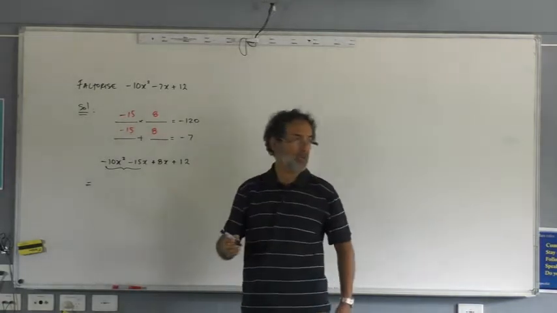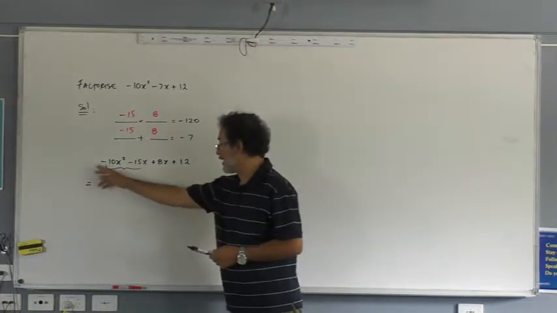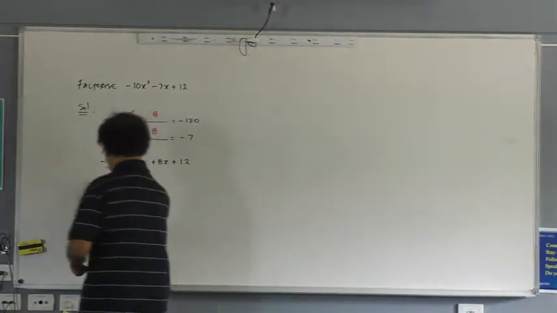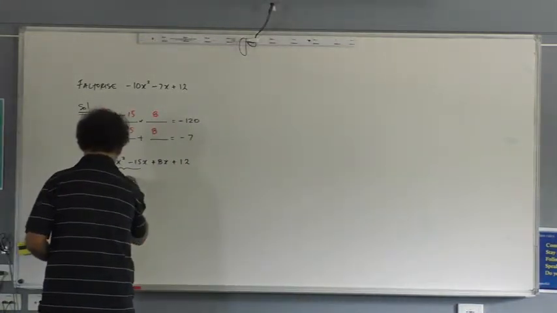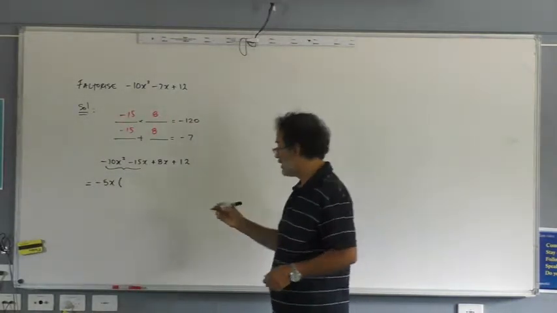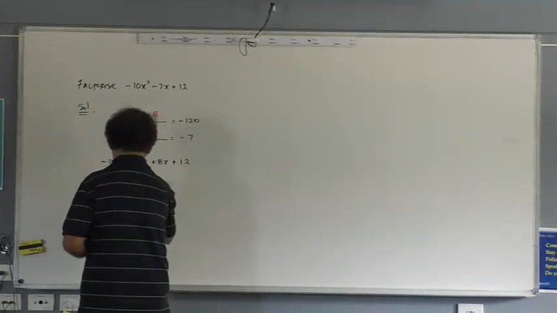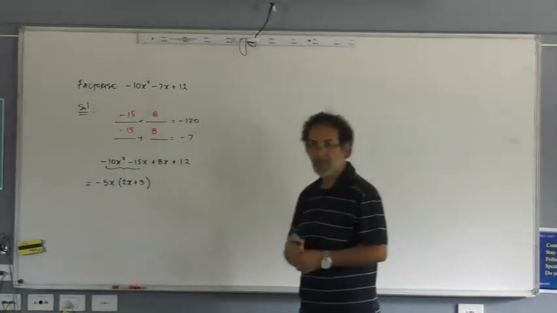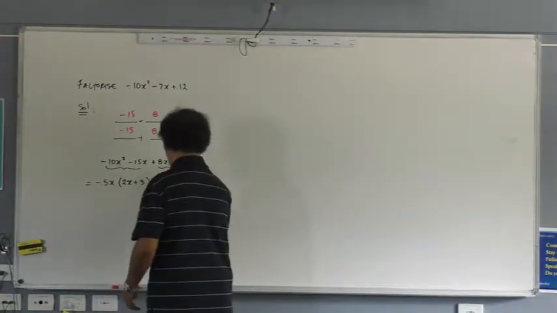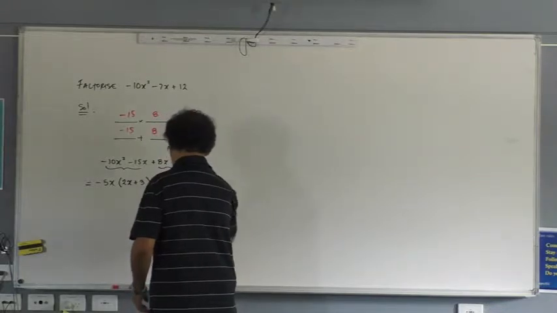All right, the highest common number between negative 10 and negative 15 is negative 5. So we're going to do negative 5x, and then inside we're going to have 2x plus 3. And then we're going to do the second couple. So it's going to be 4.